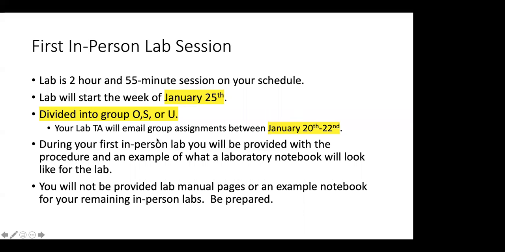Now, when it comes to the in-person sessions, for the very first in-person lab that you're in, we are going to make it so you understand what the plan is. Notice for the first in-person lab, you're going to be provided with a procedure, an example, what the laboratory notebook looks like.